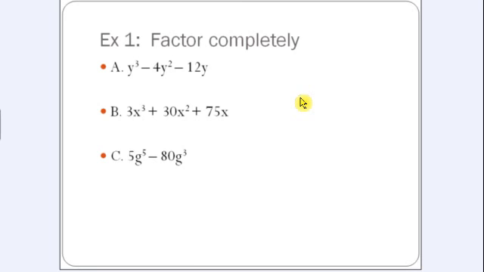Now on to example B. Once again, looking at all my terms, I can see that they're all divisible by 3 and also by x. So that means I want to factor out 3x from all 3 terms. So 3x divided out of 3x cubed, I'd be left with x squared. Then 30x squared divided by 3x would be 10x. And 75x divided by 3x would be 25.